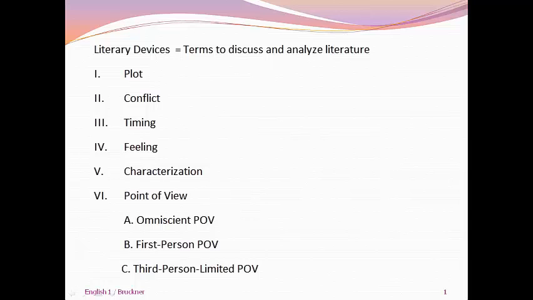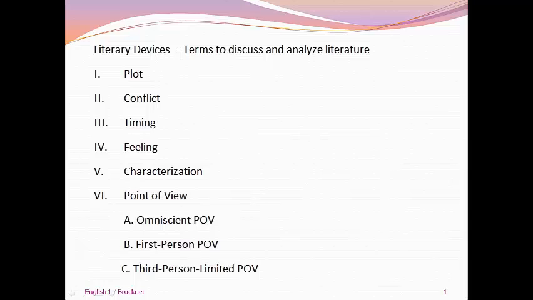First, we looked at the plot of the American short story. Then we touched on conflicts, internal and external. Next, we looked at the timing of the story. We talked about flashbacks, flash forwards, and foreshadowing. Fourth, we looked at the feeling of a story, and we talked about what makes the mood, the atmosphere, the setting, the tone, the diction. All those terms applied there.